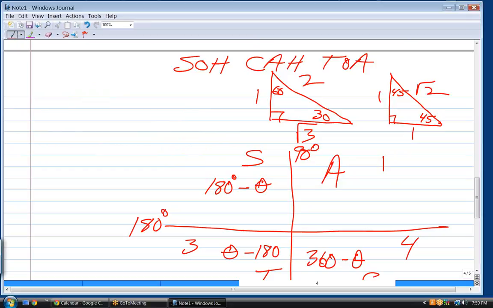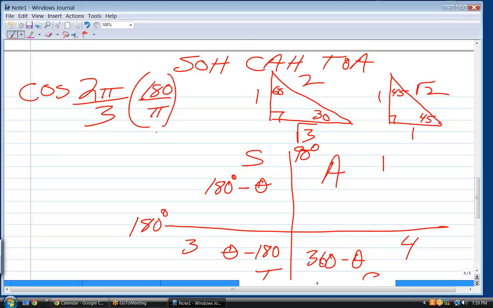Can we do one more of these ones? Sure. Okay, so I have cosine of 2 pi over 3. Convert that to degrees, first of all. So that's times 180 over pi. And then the pi's cancel out, so that's 360 over 3. Which is? That's 120. Okay, so it's the same question as the cosine of 120 degrees.